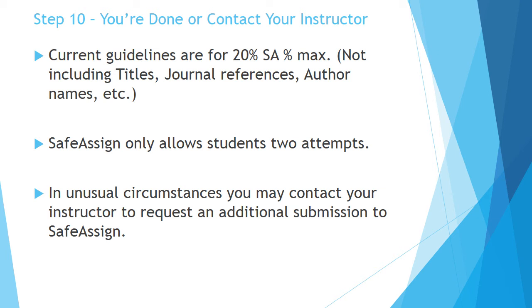You only are allowed 2 attempts, so if you still think you have a problem and you would like to give it another go, or you feel like something has gone wrong and you'd like to try to fix it, contact your instructor. There's no way you as a student can go beyond 2 attempts. However, an instructor may be able to help you in unusual circumstances have your report and your work resubmitted to SafeAssign.